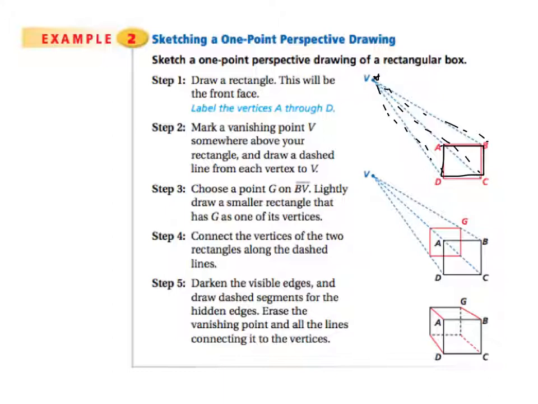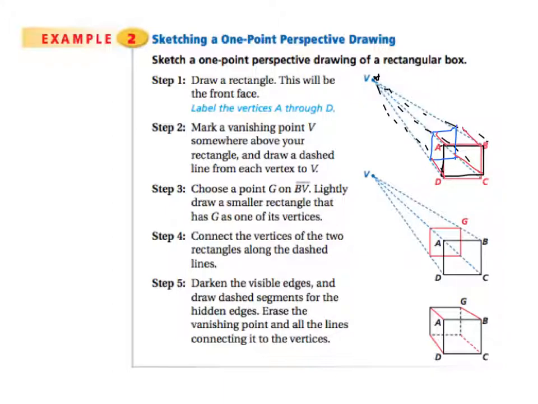Now the next point is that you are going to draw a smaller rectangle. So if you look here, and I'll try my best to do this, draw a smaller rectangle in the back. Okay. And now what's going to happen is if I connect those two squares, I'm going to get a smaller rectangle in the back. You guys kind of see that?